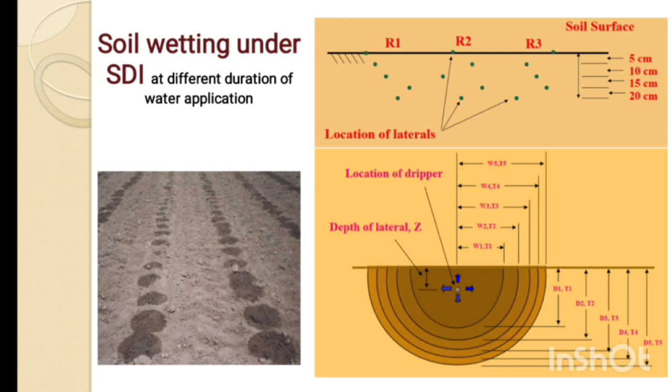Then soil wetting under subsurface drip irrigation at different durations of water application. The first picture shows the location of laterals. In subsurface drip irrigation system, we can place the laterals at different lengths. And the second picture shows the wetting area of subsurface drip irrigation. So compared to surface drip irrigation, in subsurface drip irrigation, due to varying length of laterals, the wetting area should be more.